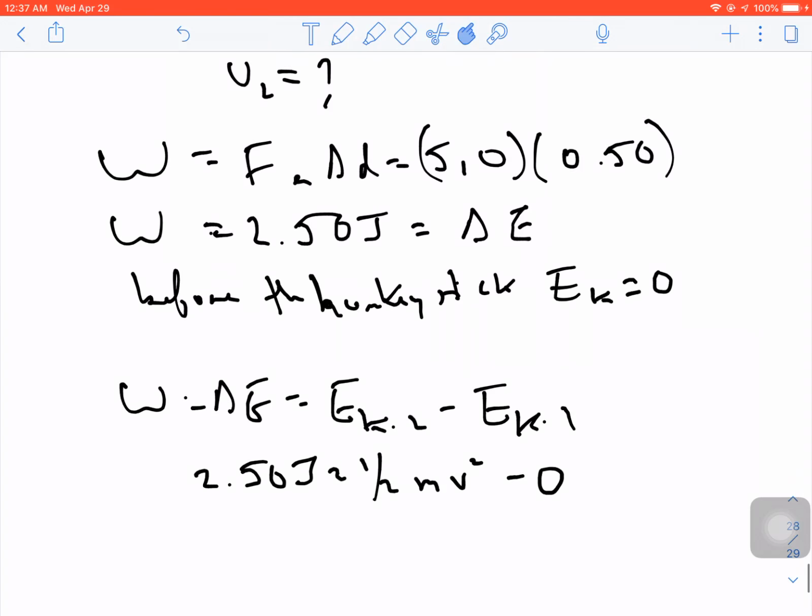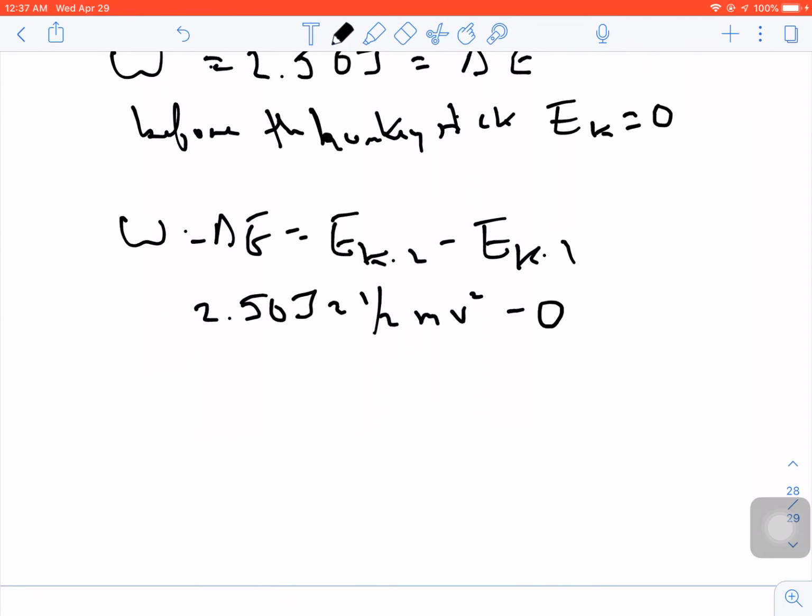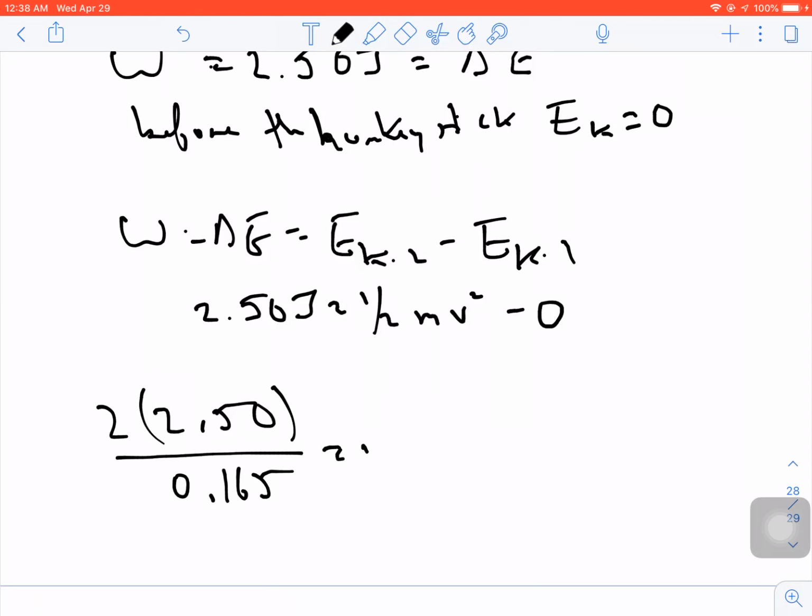So again, let's substitute some of our numbers in here. I've got 2.50 times 2. Let's take the half. Just take the 2 up to that side. I'm going to take the mass, which was 165 grams, 0.165 kilograms, is equal to v squared. Again, I've taken the 2 from here up beside the 2.5. I've taken the mass from here down under the 2.5, and I'm going to solve for my speed. And the speed turns out to be 5.5 meters per second.